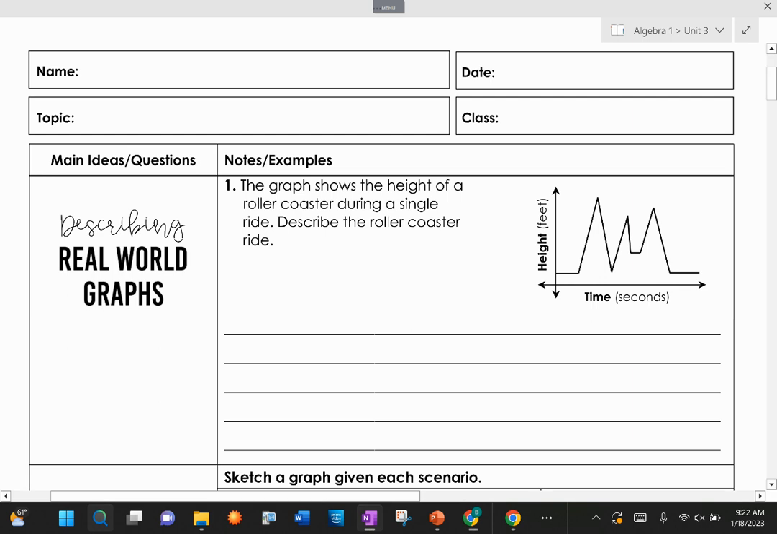Okay. We are getting into looking at real world graphs. We've talked about functions and relations quite a bit. So now we're just going to start looking at some real world graph examples and kind of talk about what they really mean. This is going to be really beneficial for you in physics related items moving forward.